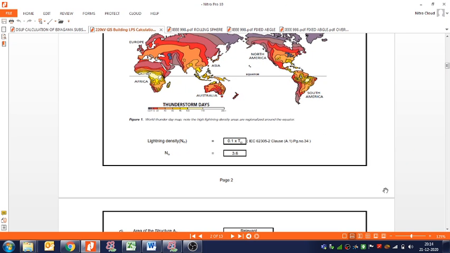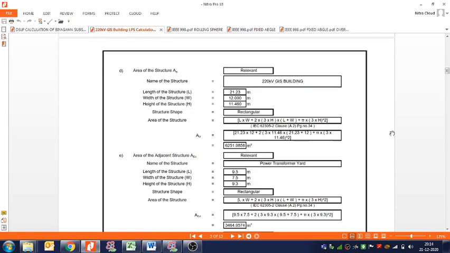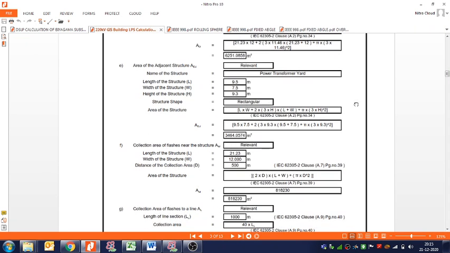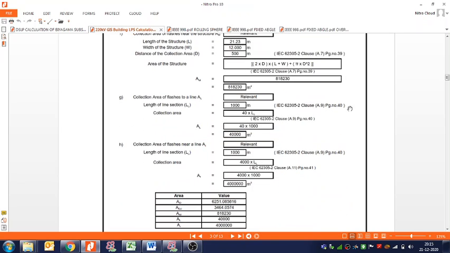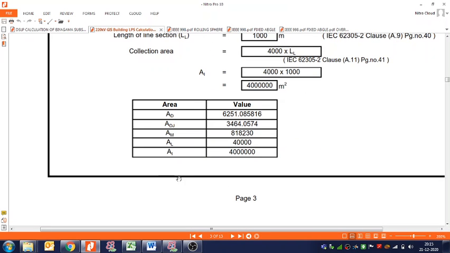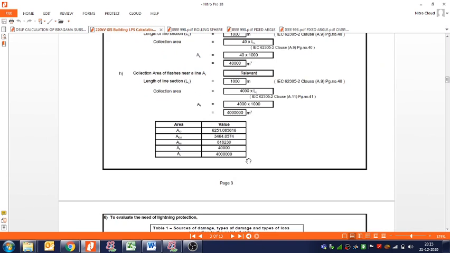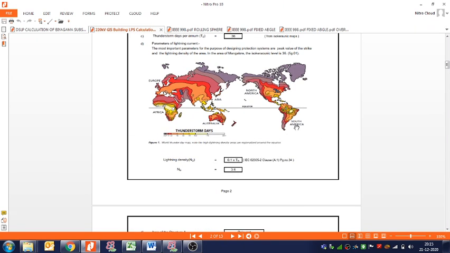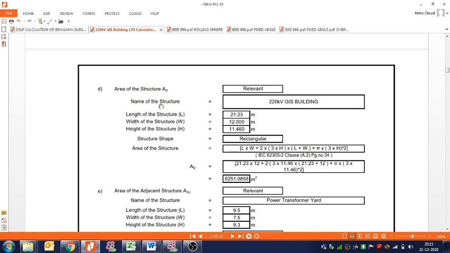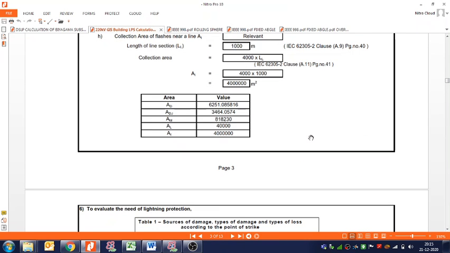So let us see, before doing the calculation of all types of losses, we calculate what is the collection area on which the lightning can come. So we calculate the collection area A. So this is the collection area, all we have calculated. Now this collection area has different parts, like the area of the structure, area of the adjacent structure. So this all we have to cover. So we calculate the collection area.